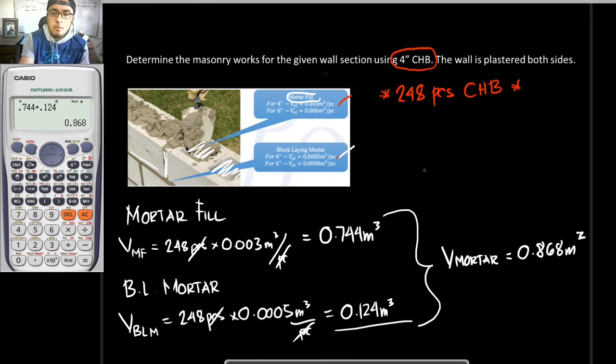So what we would be doing now is to get the number of bags of cement and the volume of sand. So in mortar, this would be our factor. So lagay ko lang dito, no? The volume of mortar is equal to 0.868. So erase ko lang to para magka-space tayo.